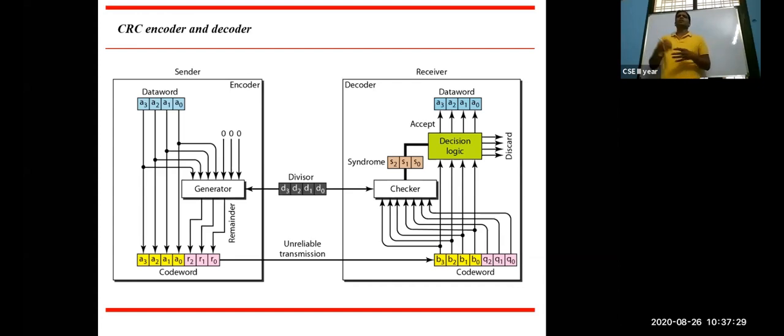Now those syndrome bits are put to a decision logic. Very simple. If all of them are 0, accept the data. If all the syndrome bits are not 0, reject the data. That's it. An error has occurred. This is my logic, right?